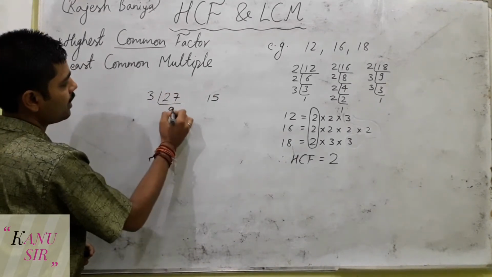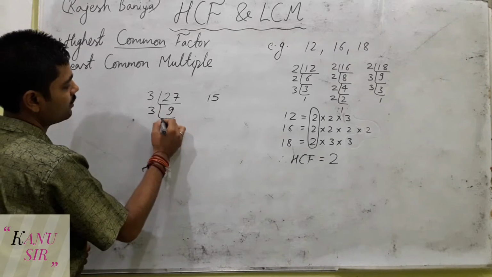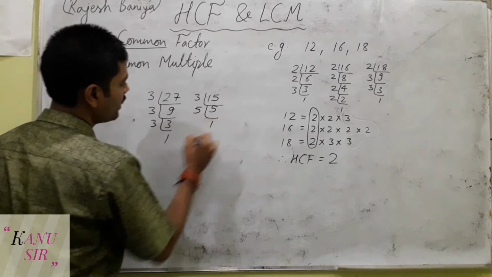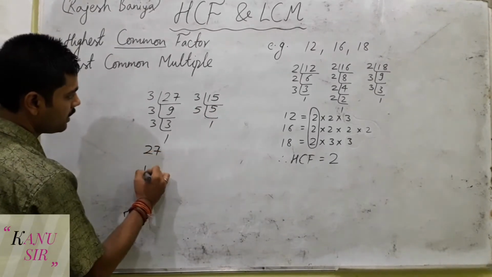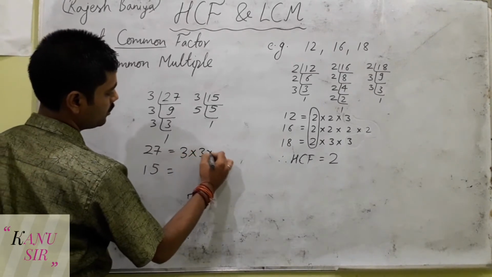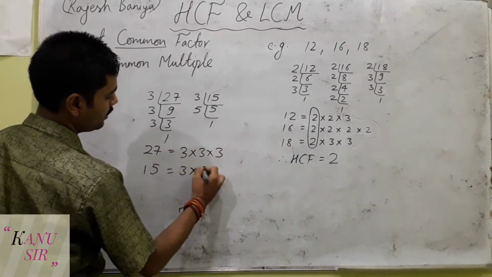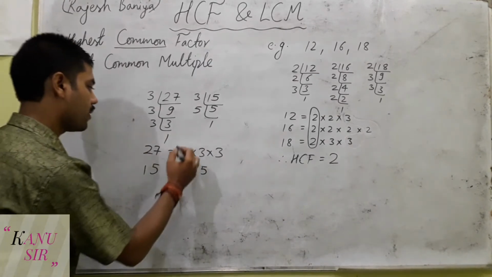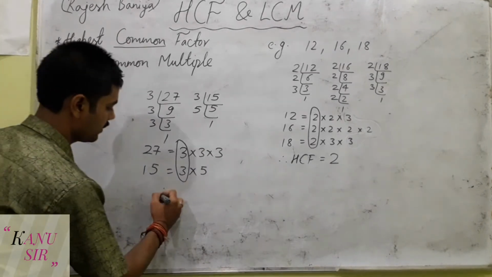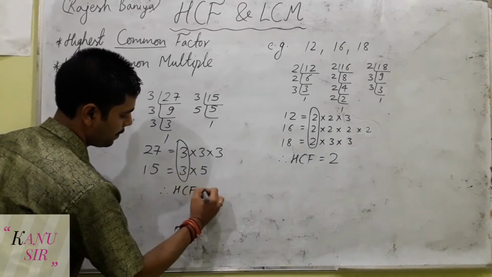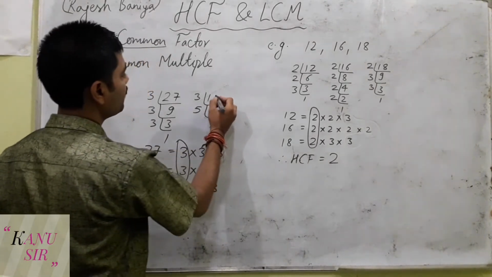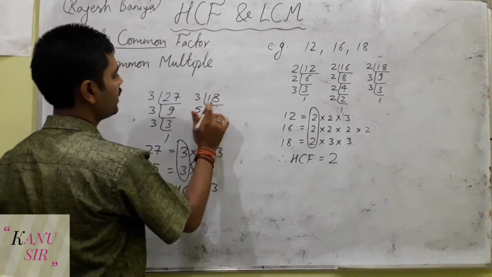One more example I'll take, 27 and 15. So 3 times 9 is 27, 3 times 3 is 9, 3 times 1 is 3, and 3 times 5 is 15, and 5 times 1 is 5. So when you write 27 and 15, you will be writing 3 into 3 into 3, and for 15, 3 into 5. Again the common factor here is 3, and hence the highest common factor is 3.